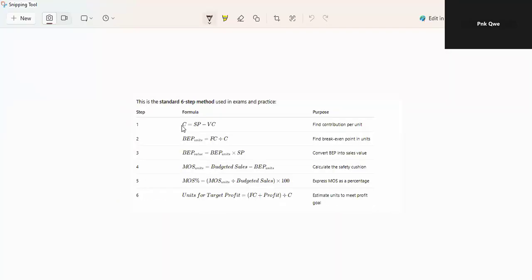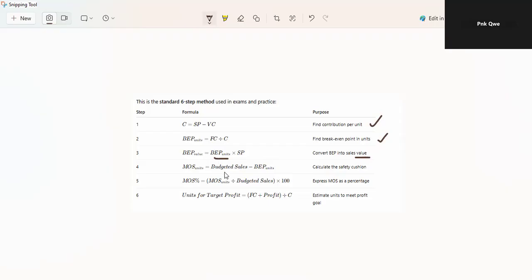So contribution: you have selling price minus variable cost, which gives the contribution per unit. After finding the contribution, you divide the fixed cost by the contribution. What you get is the break-even point in units. Then you multiply that answer times the selling price. What you get is the break-even value. You're converting it into sales value.